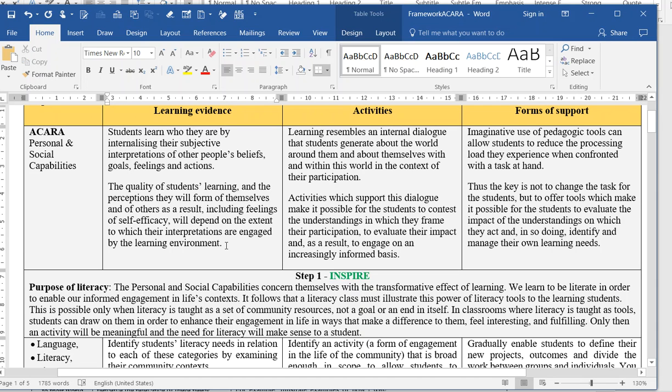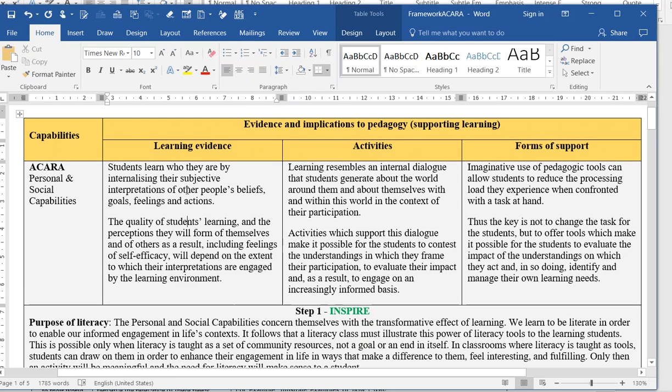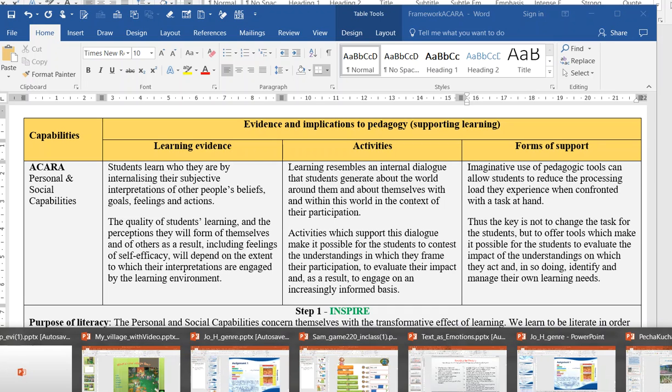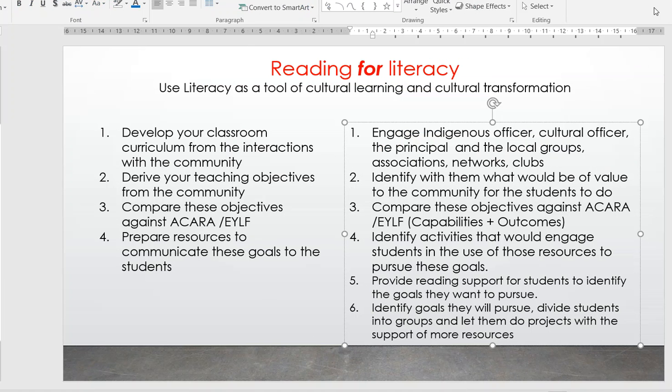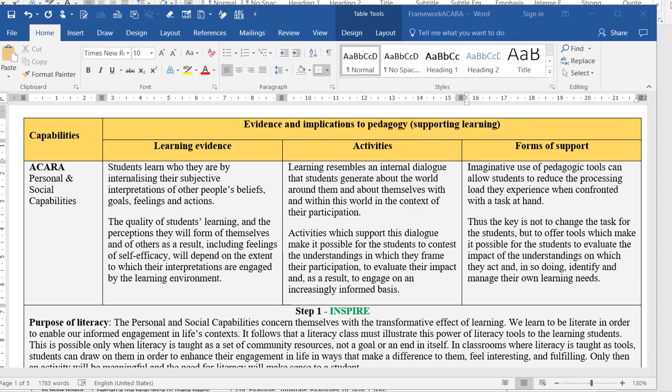So myself with Emmy Norman, we produced a book chapter, which is there in your module four somewhere. But basically what we did, we looked for learning evidence from neuroscience, and then we were also looking into different disciplines to contextualize it better and to develop implications for activities and also implications for the forms of pedagogic support that is necessary to support students' literacy experiences. So the principles that I just explained to you are in this document.